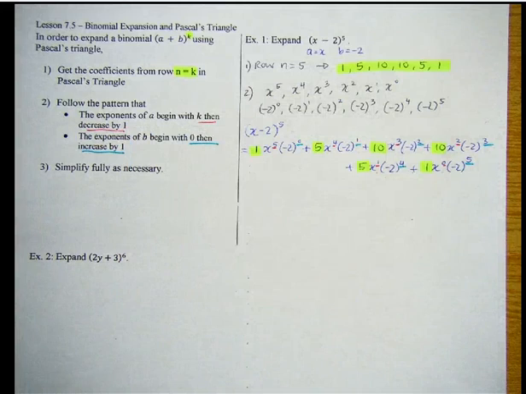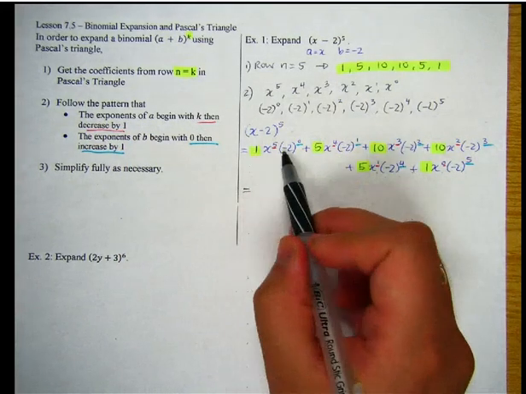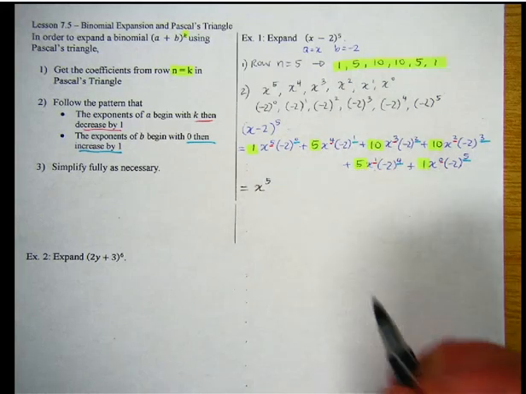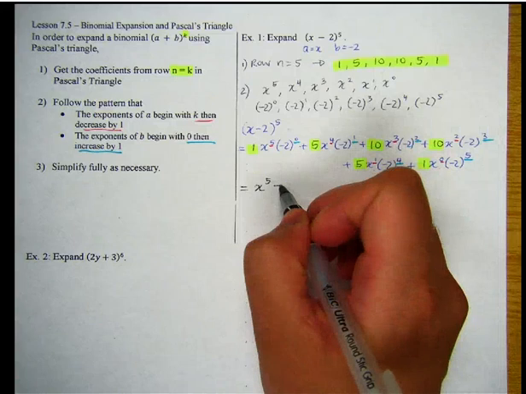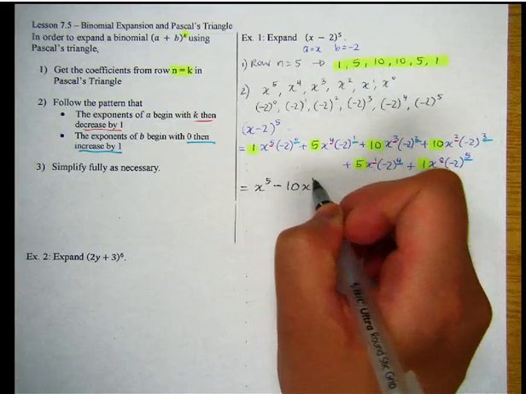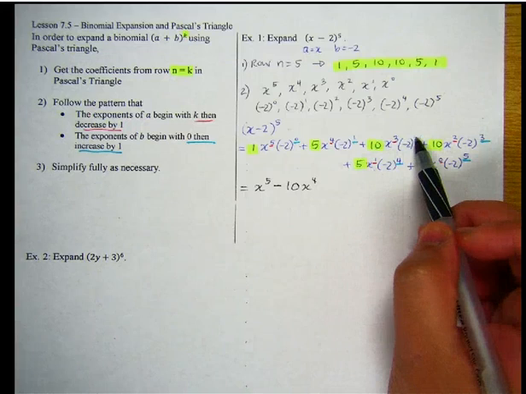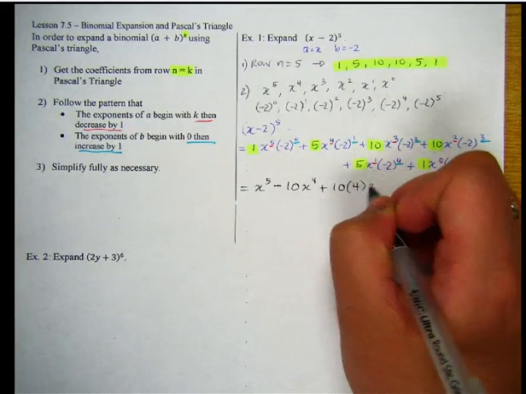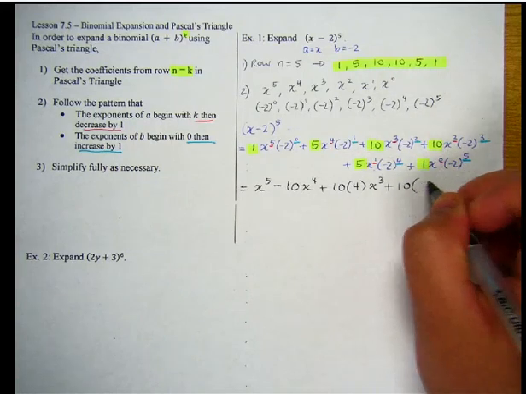Alright, now we need to simplify this. This is going to be, well, 1 times (-2)^0 times x^5, well, that's just going to be x^5. Now, 5 times (-2) to the exponent 1, that's going to be -10x^4. 10 times (-2) squared is +4. I'm just going to write it out for now, and then I'll take one more step to simplify rather.